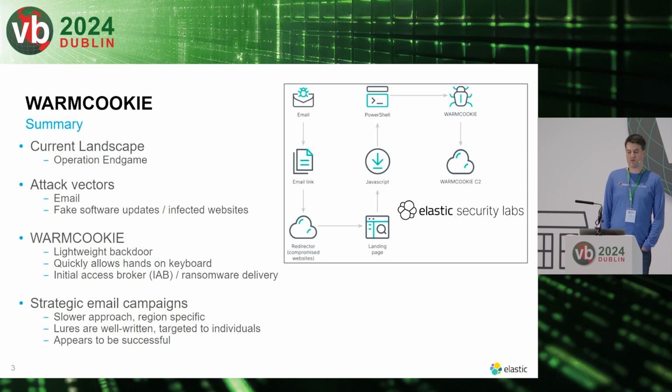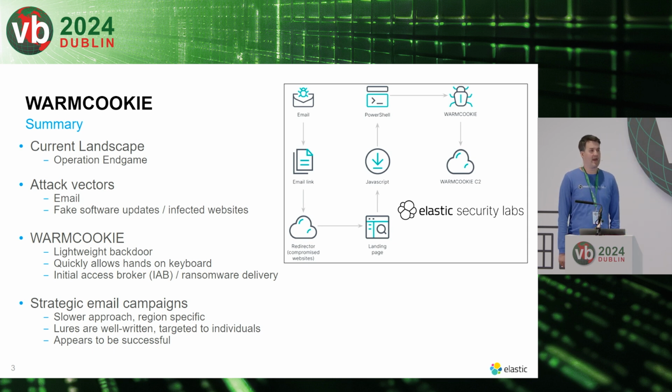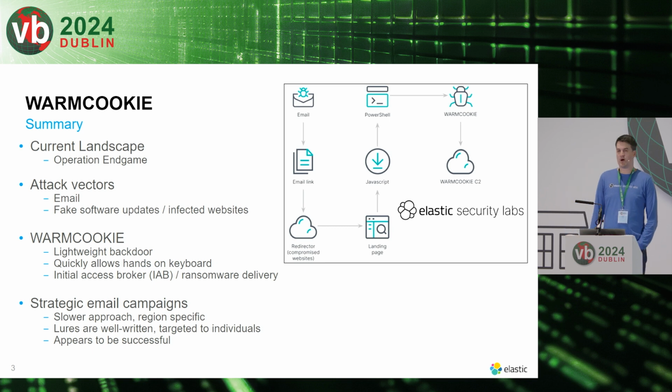There's a bunch of changes happening, and part of these changes I think are leaving gaps. These gaps create new entrances for new families, and that's how WARMCOOKIE fits into this, right? WARMCOOKIE is a backdoor. It's distributed in two different ways that our team has observed. It comes in through email, and it also comes in through fake software updates, like fake updates, if you're familiar with that family. It gets distributed through that as well.